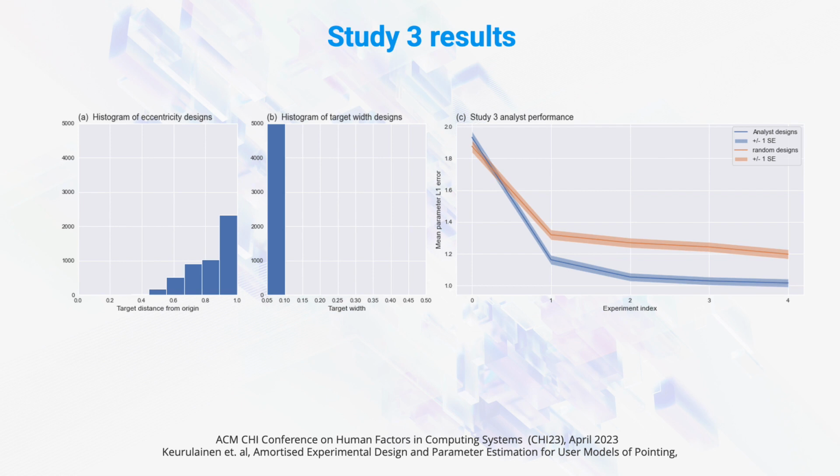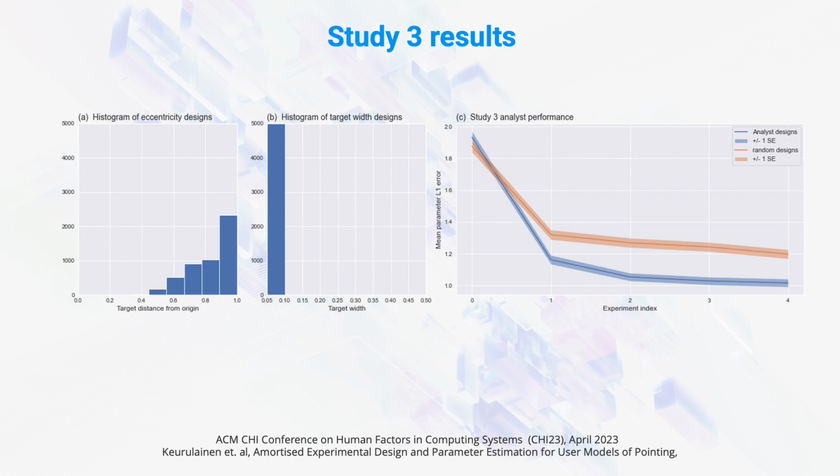This figure shows the analyst's distribution of experimental design choices in 2 histograms. We see here that in this case, the analyst always picks the smallest target, but shows a broader distribution of choice of distances. More analysis of this behavior and comparison to other cases is given in the paper. The right panel shows how the system is able to collect more information during each experimental trial, and how the analyst-selected experimental designs outperformed the random designs.